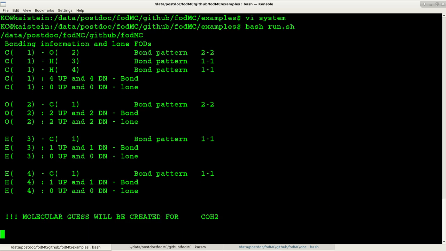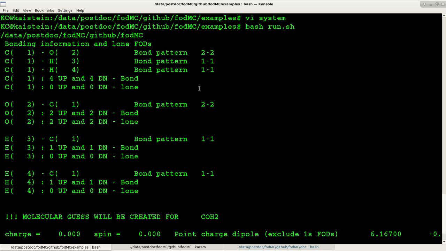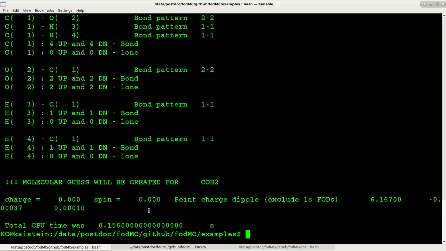And now running the code, we see a much nicer pattern. So the bond pattern between carbon and oxygen is 2-2. We don't introduce any unpaired lone FODs. Our total spin is 0. Our total charge is 0.